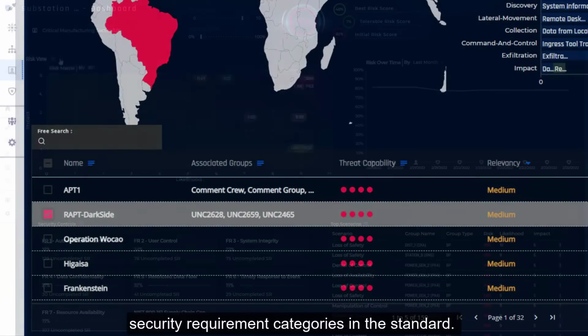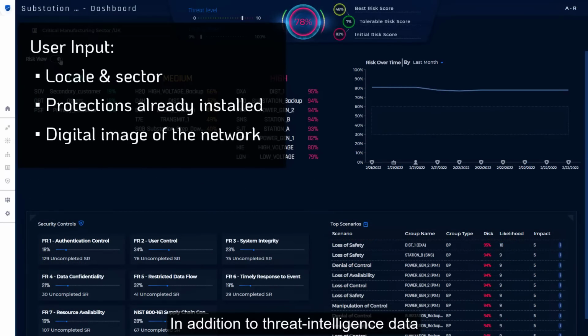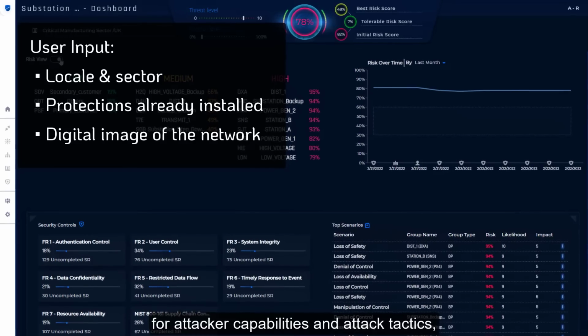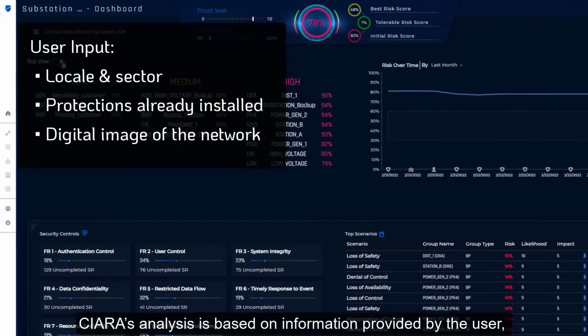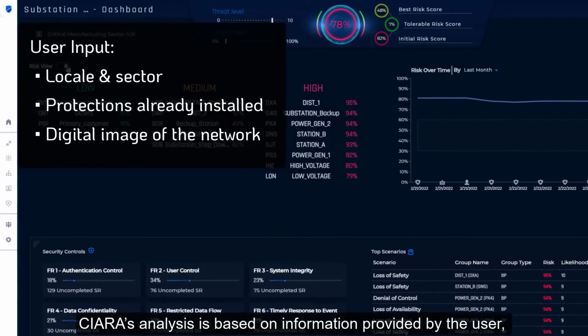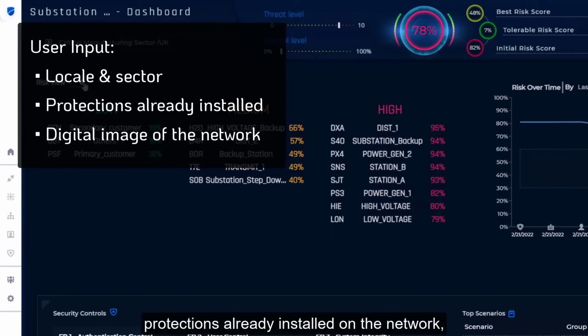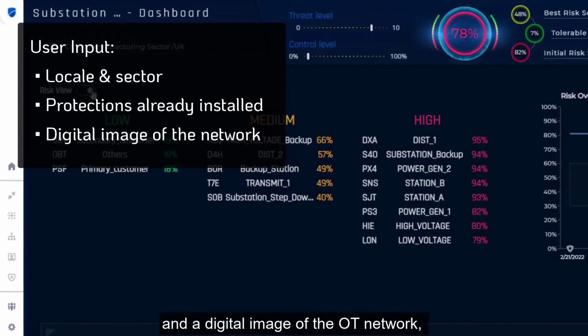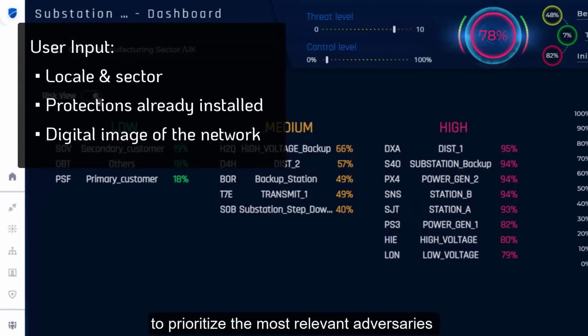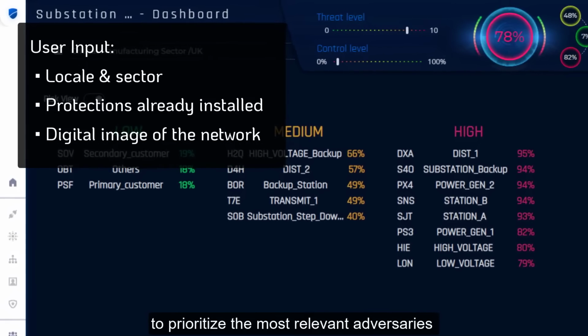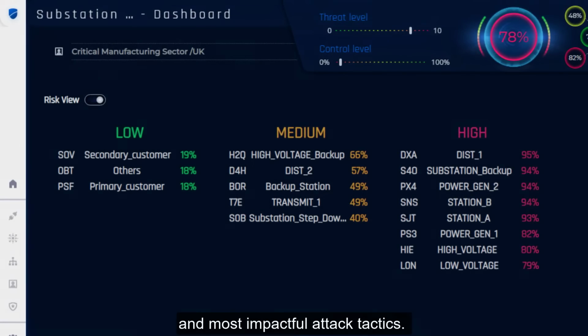In addition to threat intelligence data for attacker capabilities and attack tactics, CIARA's analysis is based on information provided by the user, including locale and sector, protections already installed on the network, and a digital image of the OT network to prioritize the most relevant adversaries and most impactful attack tactics.